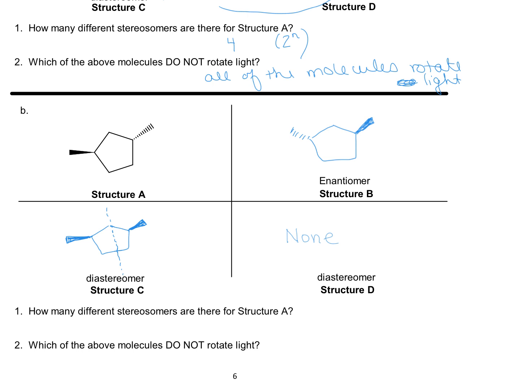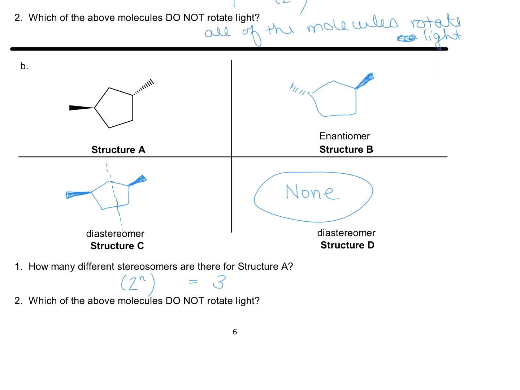So we ask, how many different stereoisomers are there for structure A? Remember, at the max, it's 2 to the n, where n is the number of chiral centers. So 2 to the 2 in this case would be 4. But we have one that does not exist because it's meso. So in this case, there are only 3 stereoisomers for this particular molecule. And then it asks, which of the above molecules do not rotate light? In this case, structure C does not, because it is meso.